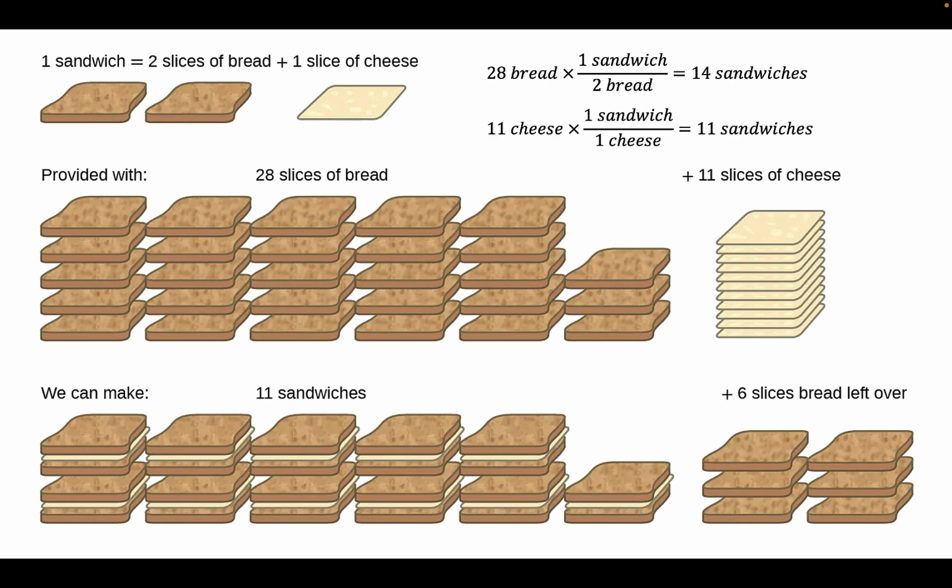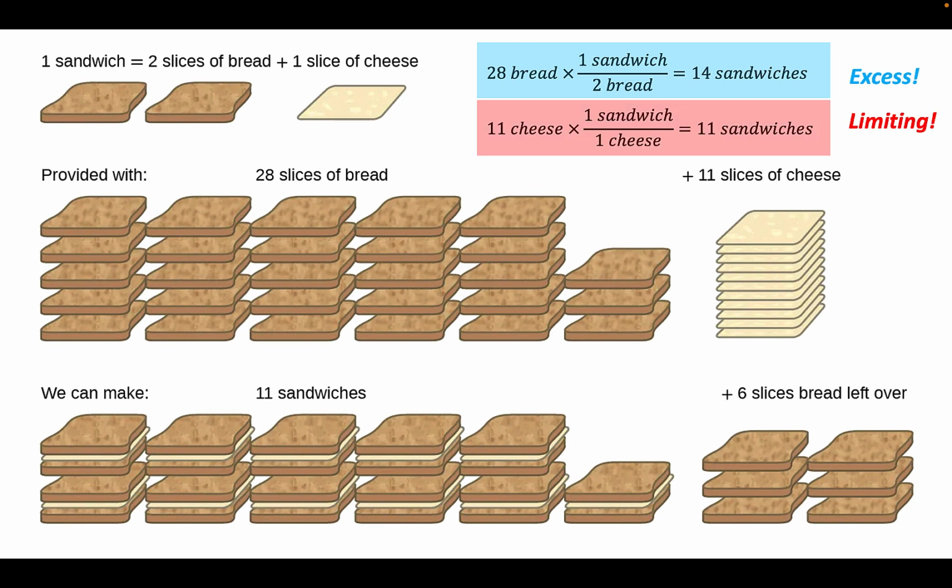What about the cheese? If we have 11 cheese, we need 1 cheese for 1 sandwich, and that means we make 11 sandwiches. So basically we're saying, given the amount of bread we have, how many sandwiches will we make? Given the amount of cheese, how many sandwiches will we make? It turns out that bread is going to be our excess reactant because it's the one that could make more sandwiches. The cheese is going to be our limiting reactant. That's the one that makes the fewest number of sandwiches, and therefore what's going to run out first.